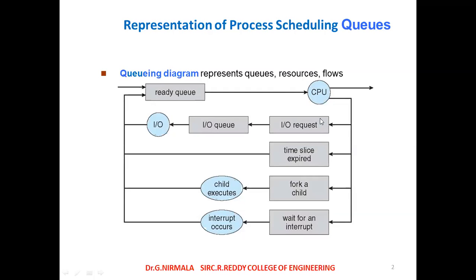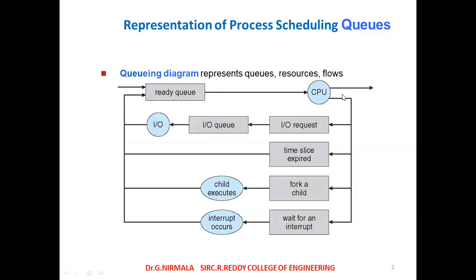For example, the CPU will receive some timer signal, time slice expired. This is the time slice expired. Whenever the timer gives the timeout signal, the CPU automatically releases the currently executing process and switches to some other process. Time slice expired. Then again, maybe in the middle of the execution, it will be moved to the ready queue.